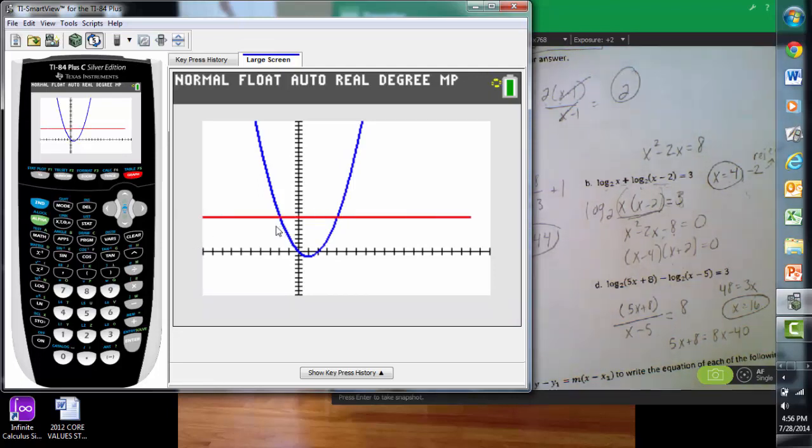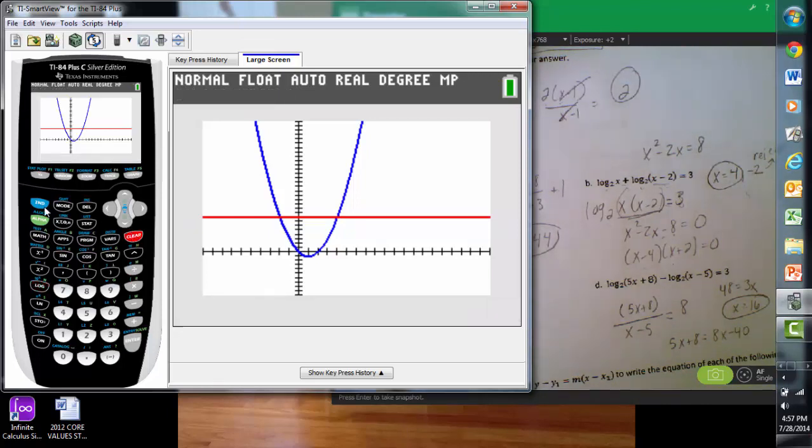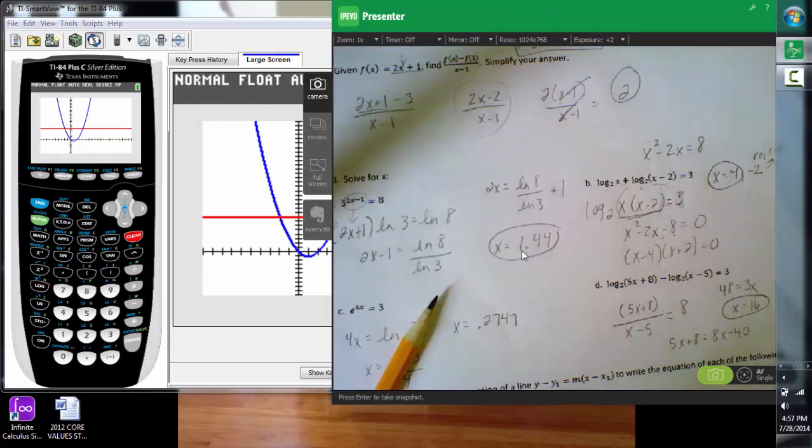And again, you can see that they have two answers, and you would go second calc 5, enter, enter, enter, and it tells you that your intersection is 4. And over here, again, you would have to just know that you can't take the log of a negative number. I'm sure there is a way to put a log with a different base, but I don't know how to do it right now, and I don't want to find out, so we're going to move on.